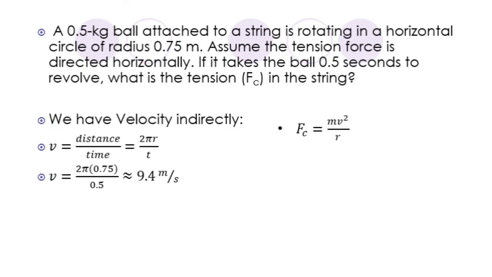So let's get back over to force, because now we have v, m, and r. So the centripetal force will be equal to m, which is again 0.5, times v, 9.4 squared, divided by r, which is 0.75. So my centripetal force is equal to 58.9. That's it.